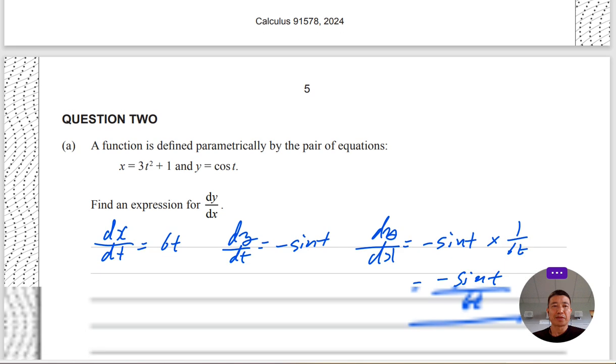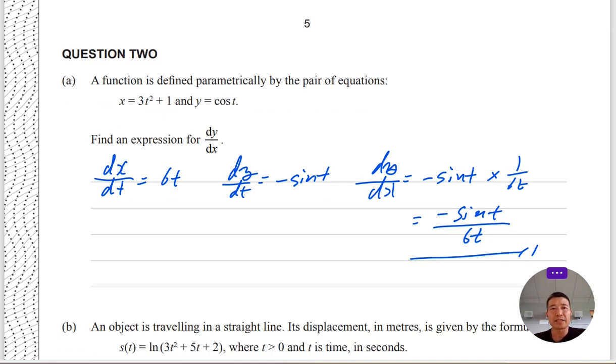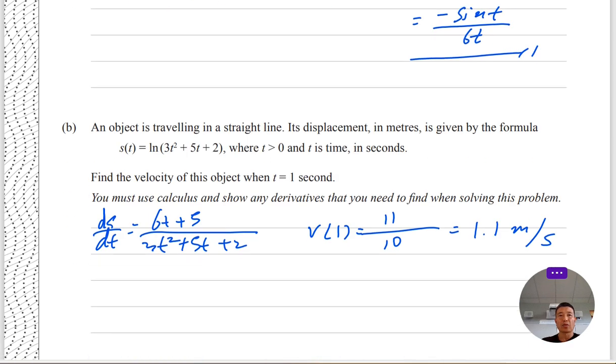Awesome. Now, question 2. A function is defined parametrically by the pair of equations. x is this, y is that. Find an expression for dy/dx. So obviously you have to find dx/dt, which is 6t, right? And dy/dt is minus sine t. So that's why this notation is very convenient. To find dy/dx, you have to go dy/dt times dt/dx, isn't it? So minus sine t times, that's why it's 1 over 6t, which is minus sine t over 6t. That should be the answer.